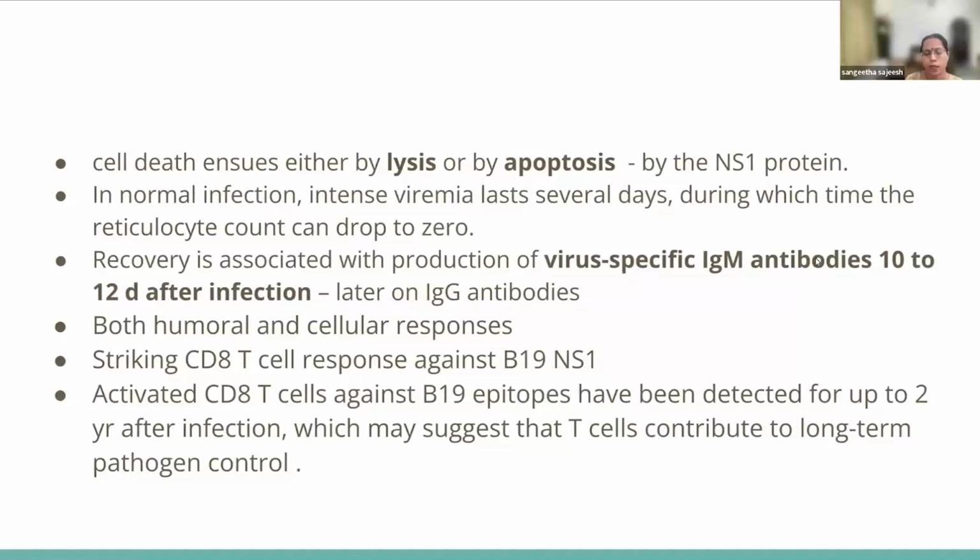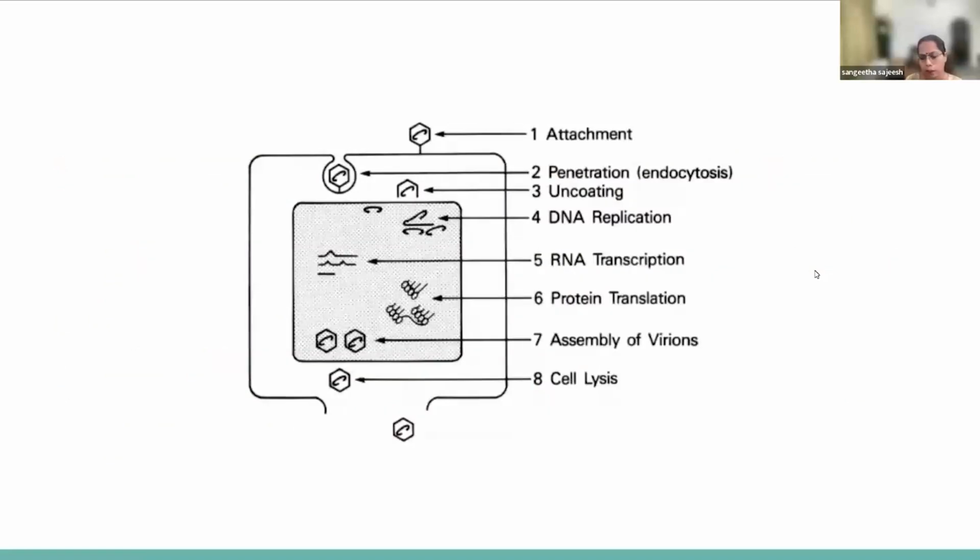In normal infection, there could be intense viremia and later on development of specific IgM antibodies within 10 to 12 days after infection, and later on IgG antibodies. Both humoral and cellular responses have been understood in this pathology. And then as in many viral infections, this is the basic process which occurs leading to the cell lysis.